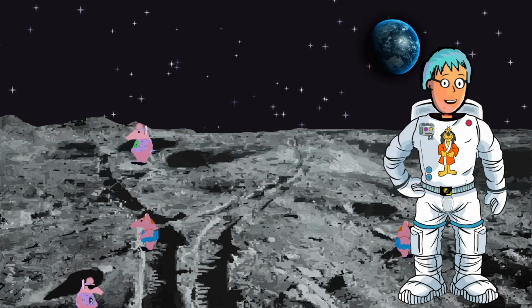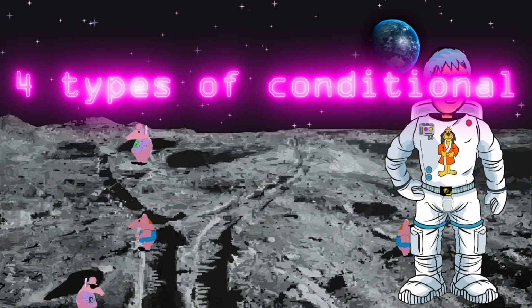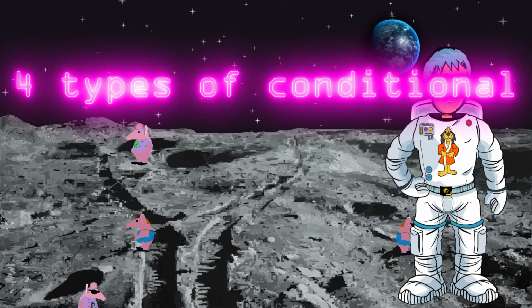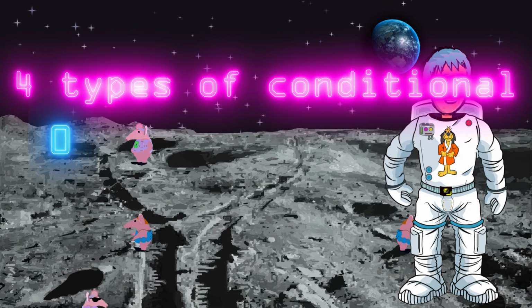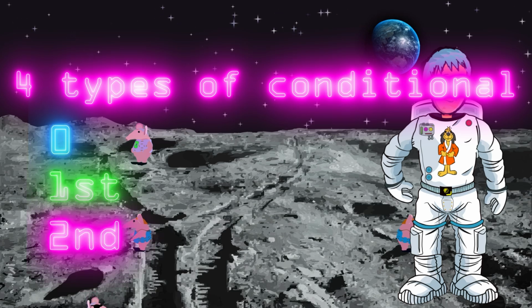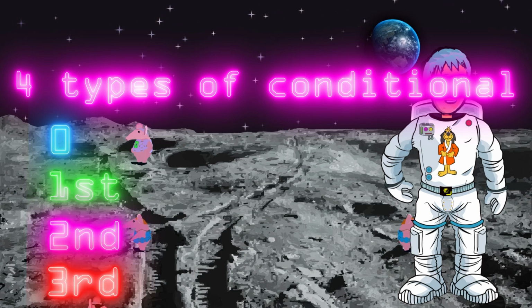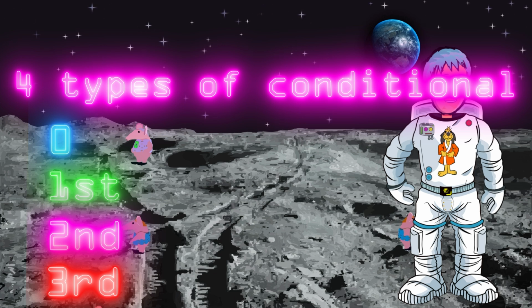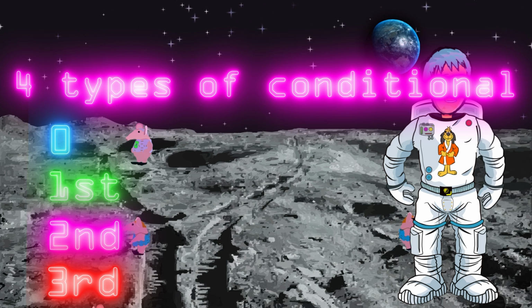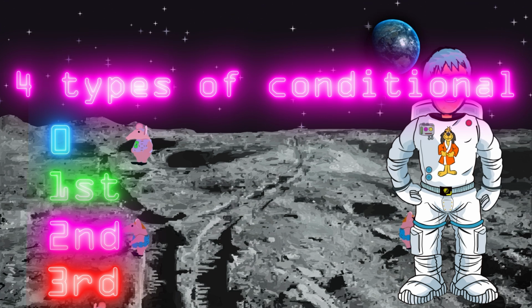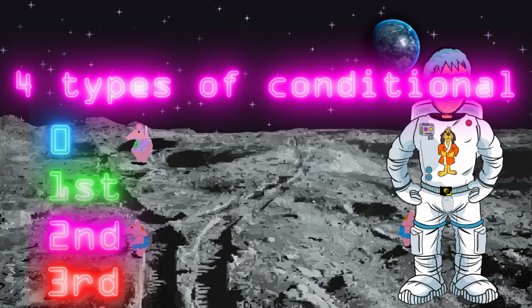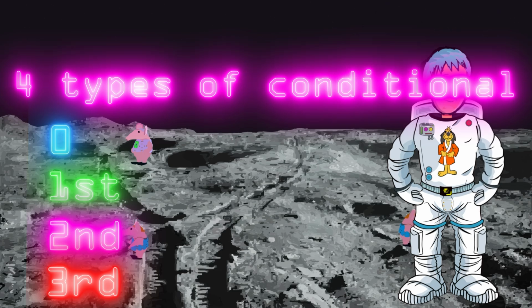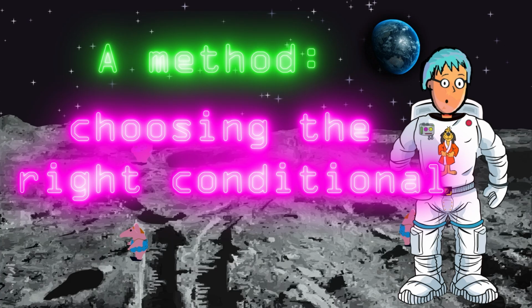So let's look in more detail at the conditionals. There are 4 different types of conditional. There is the zero conditional, first conditional, second conditional, and the third conditional. Each one uses different grammar, different tenses, and choosing the right conditional is not hard if you have a method. You need a method for choosing which conditional do I need to use. I will give you a method.